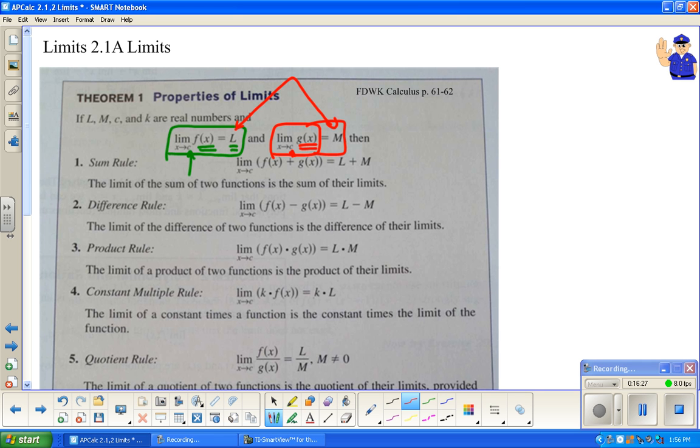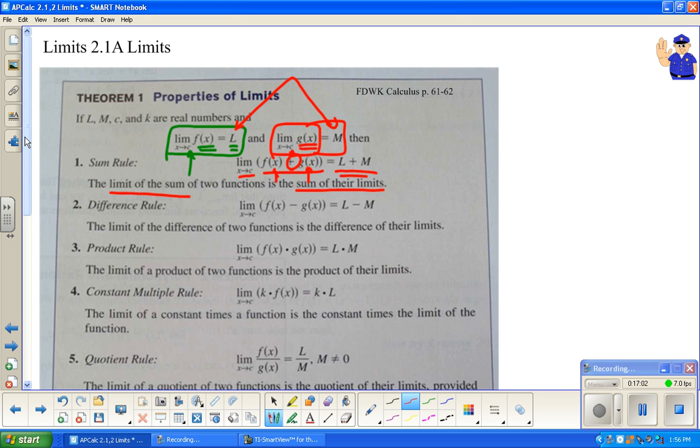So for instance, and this is not hard, this is very intuitive. If you're doing the limit of this whole thing, and you know this limit and this limit separately, you can just add them up. So if you're doing the limit of a sum, it's the sum of the limits. Doesn't that sound funny? So the limit of the sum is the sum of the limits. Oh, isn't that nice? Look at that. That was well said. Thank you, authors of this book.